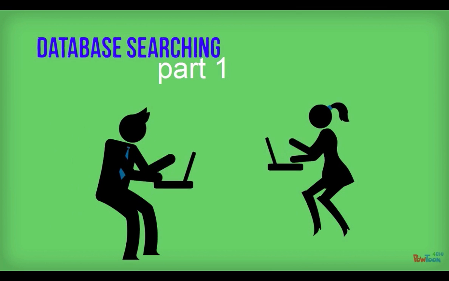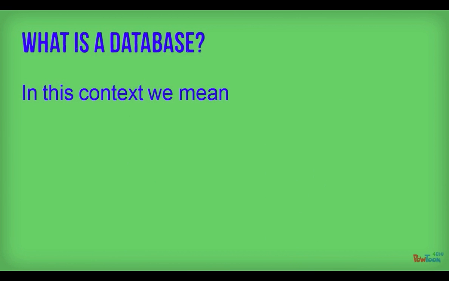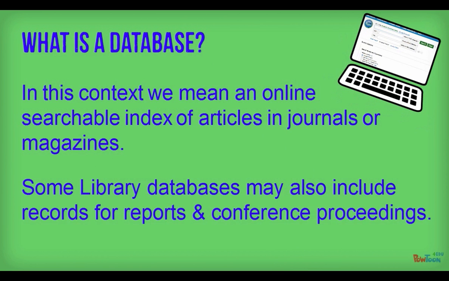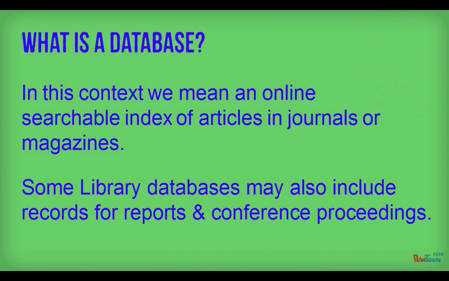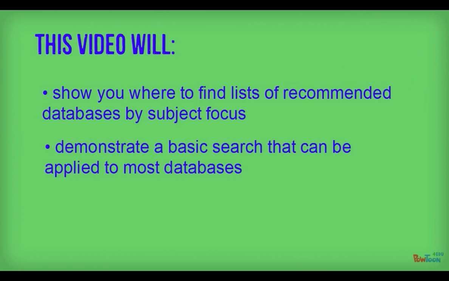Database searching. Part 1. What is a database? In this context, we mean an online searchable index of articles in journals or magazines. Some library databases may also include records for reports and conference proceedings. This video will show you where to find lists of recommended databases by subject focus.